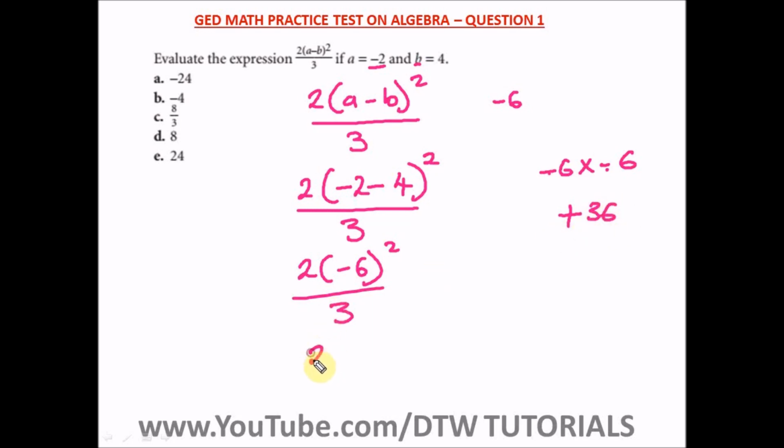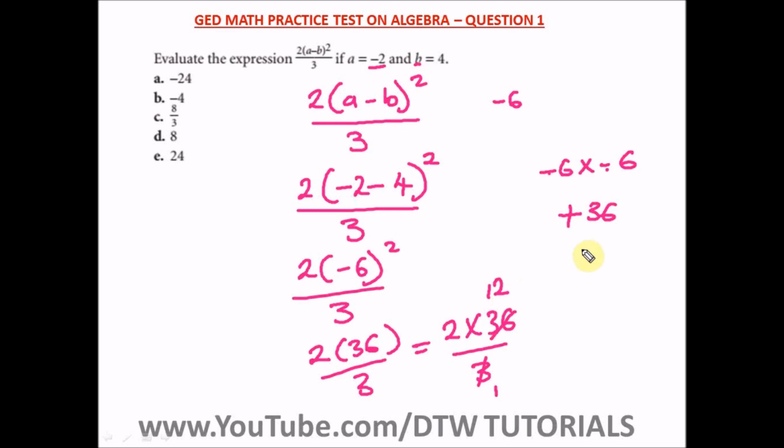So here we have 2 brackets 36 divided by 3, and this bracket means multiplication. So we have 2 times 36 divided by 3. 3 in 36 will go 12 times, because 3 times 12 is equal to 36. So we are left with 2 times 12. And what is 2 times 12? 2 times 12 is 24. So 24 is our right answer here, and our right option here is option E.